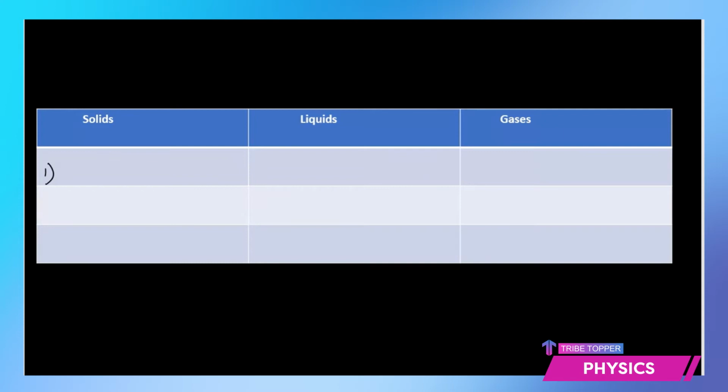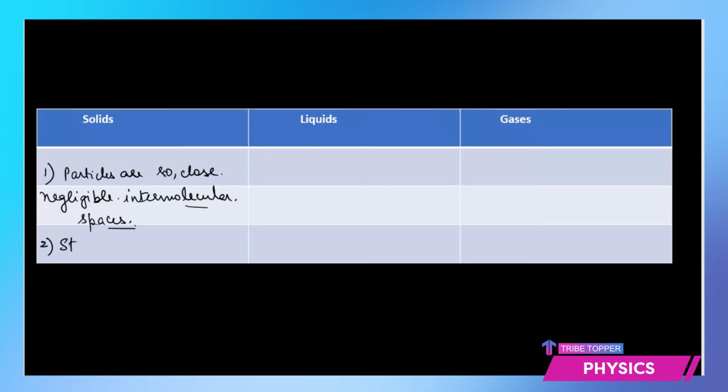That particles are so close that there are almost negligible intermolecular spaces. So they are so close, we do not have intermolecular space between them. And this gives rise to very strong intermolecular forces. Right? So the intermolecular spaces are almost zero, but intermolecular forces are strongest.